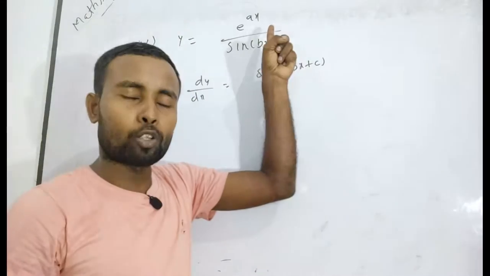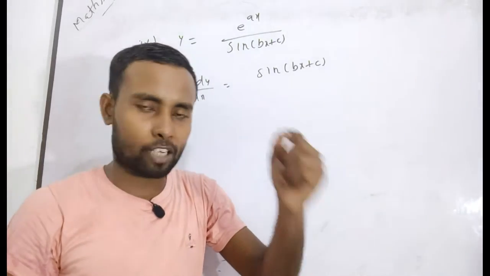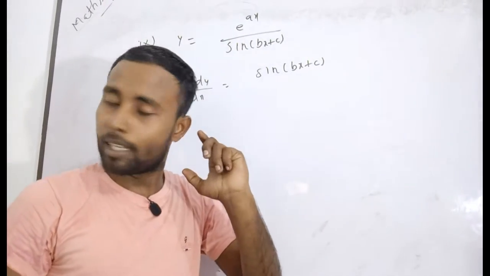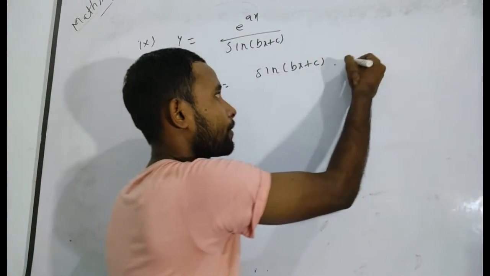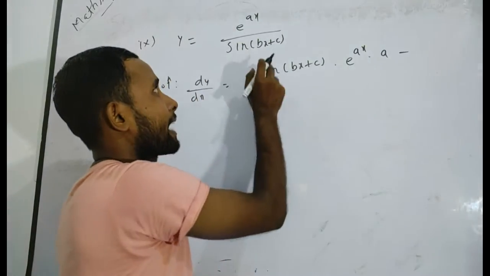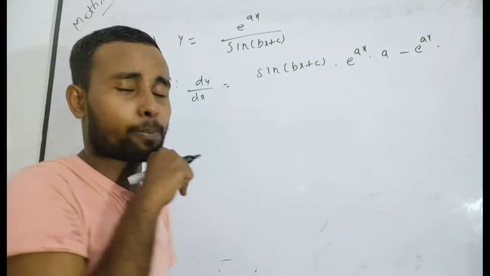You have to differentiate e to the power ax with respect to x. But as you know, firstly you have to differentiate e to the power x with respect to ax. Again you have to differentiate x with respect to x. In the first case you will get e to the power x, and in the second case you will get a. Again you have to take e to the power x outer side, and you have to differentiate sin bx plus c with respect to x.